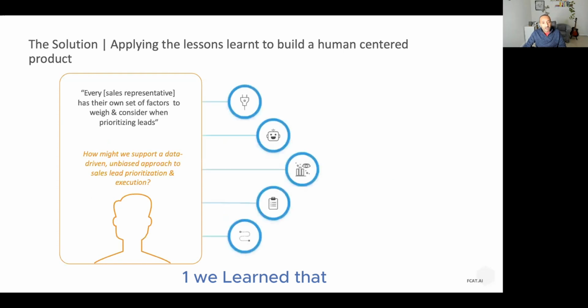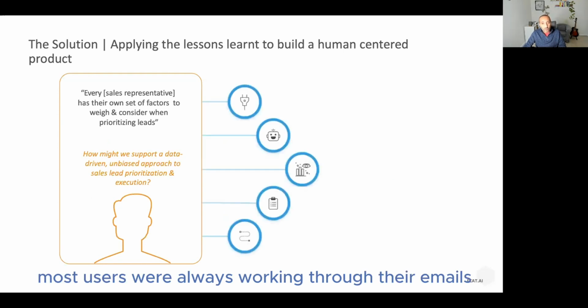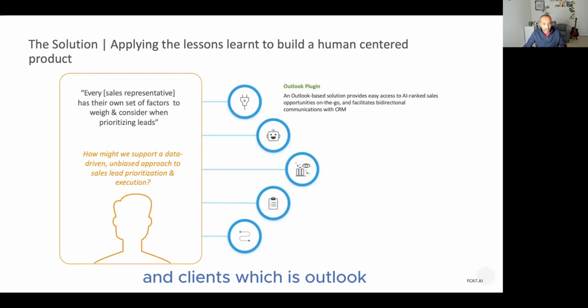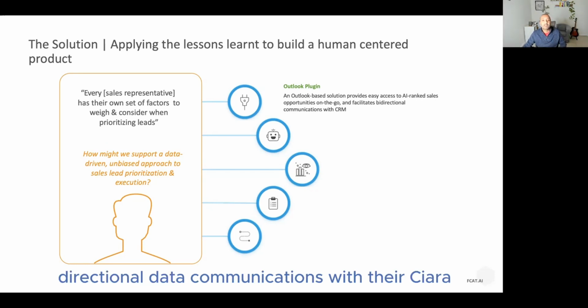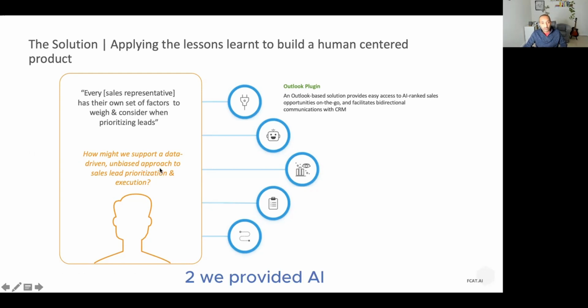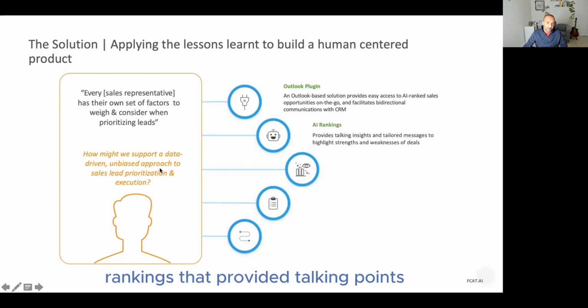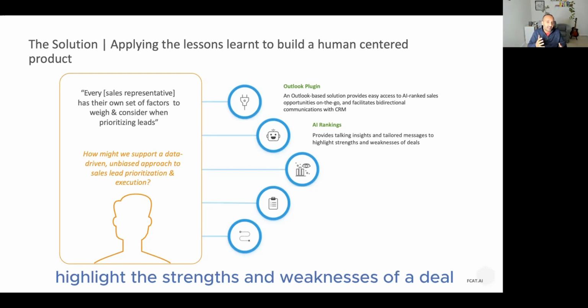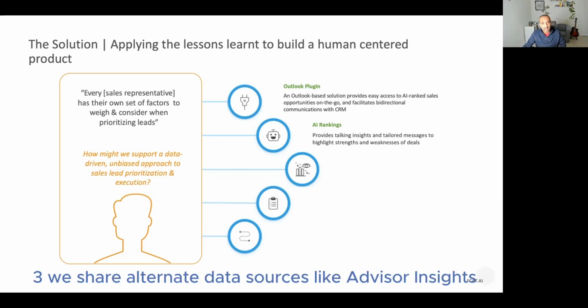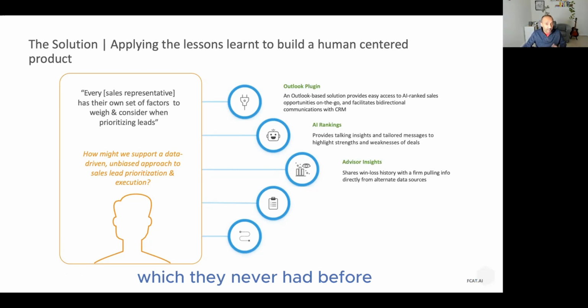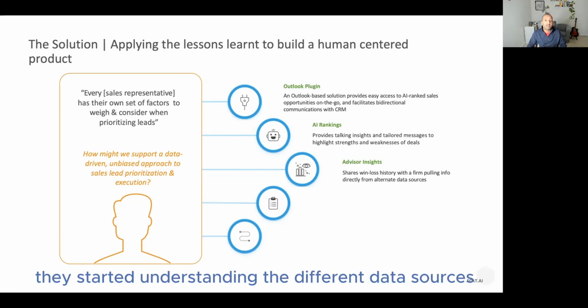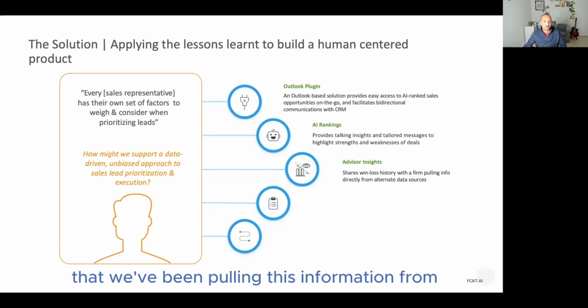One, we learned that most users were always working through their emails and clients, which is Outlook. So we created this solution in Outlook to have easy access to the tool and have bidirectional data communication with their CRM. Two, we provided AI rankings that provided talking points and messages to salespeople. That in turn helped them highlight the strengths and weaknesses of a deal. Three, we shared alternate data sources like advisor insights, which they never had before. They started understanding the different data sources that we were pulling this information from.